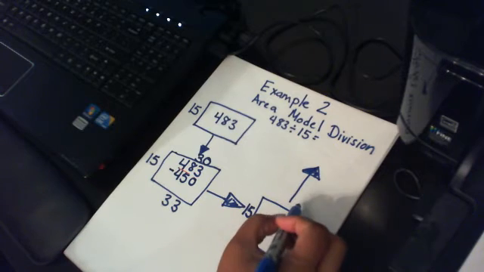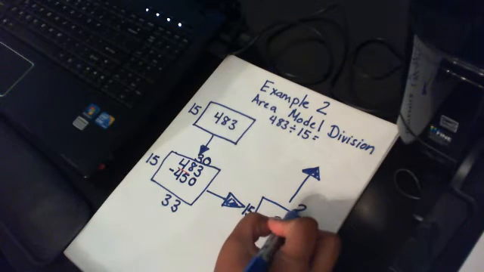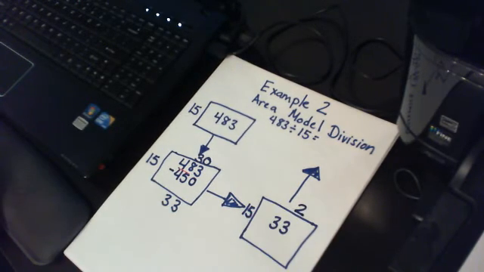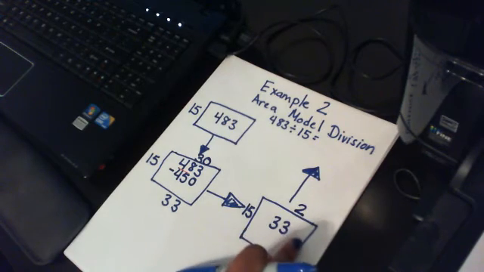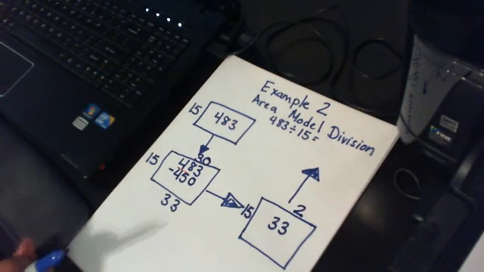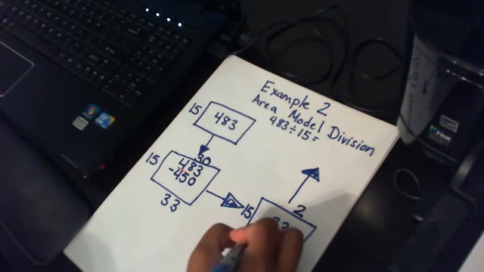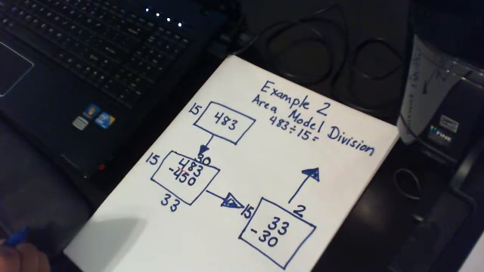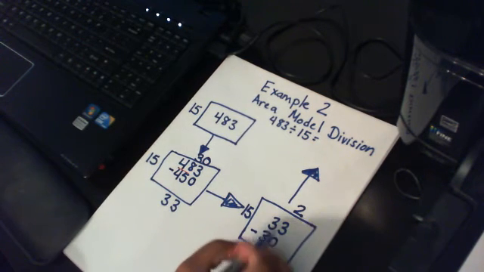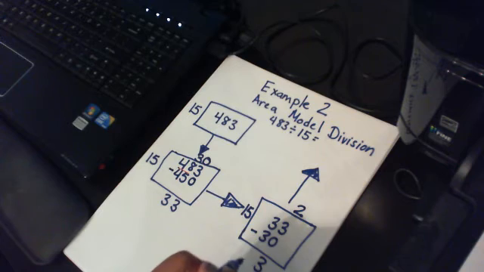So here I'm going to put the 2 like that. There's no number behind this 3, so we don't put a 0. So now we know 15 times 2 is 30. And now we subtract. 3 take away 0 is 3. 3 take away 3 is 0.